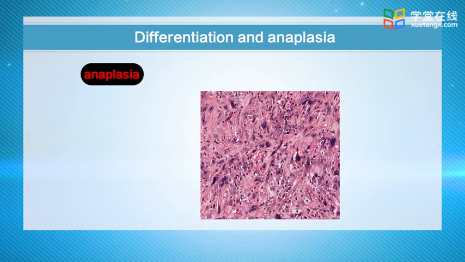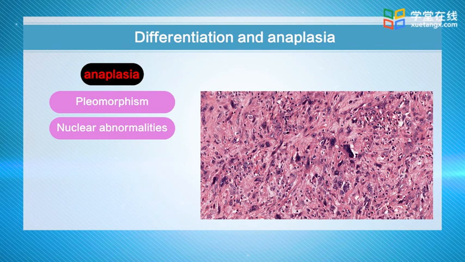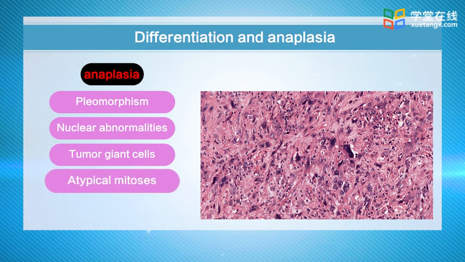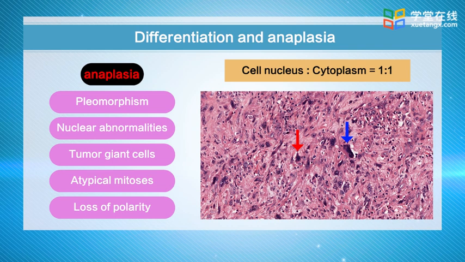Anaplastic cells often display the following morphological features: pleomorphism, nuclear abnormalities, tumor giant cells, atypical mitosis, loss of polarity. Anaplastic cells generally have hyperchromatic, prominent nuclei and a nucleus to cytoplasm size ratio that approaches 1:1. There is increased mitotic activity.